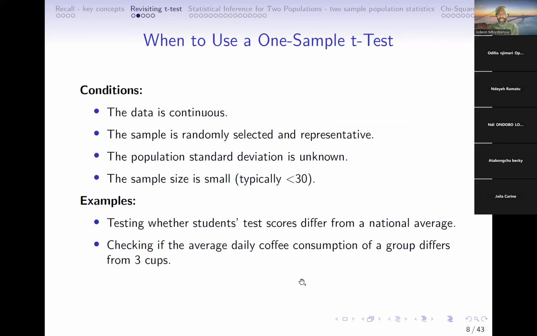Another example could be that you want to check if the average daily coffee consumption of a group differs from 3 cups. So your specific value in this case is 3 cups that you're making the assumption about, and you have a sample, and you want to use your sample to determine how true that value is, based on your measured sample where you actually have a measured number of coffee cups that people drink. You then want to infer if that assumption or that specific value can hold true for the population, or if the sample will give you a reason to think it doesn't.